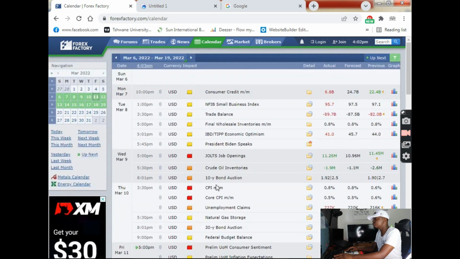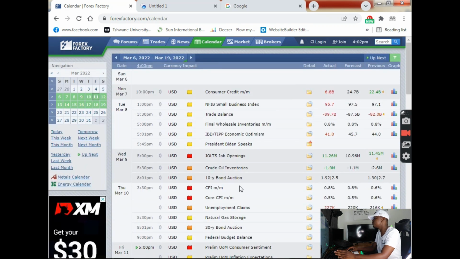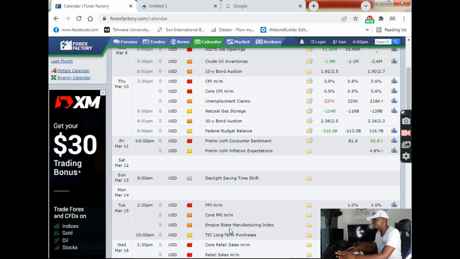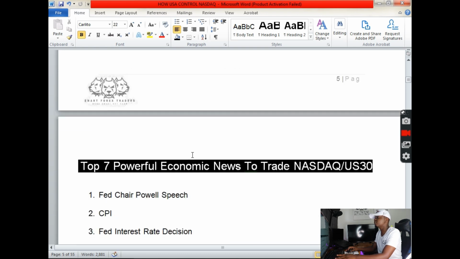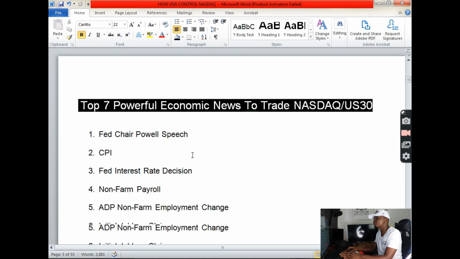Out of all this news, we are going to pick 7 powerful economic news you can use to trade indices. You can use them to trade NASDAQ and US30. As you can see, they also give you the day on which the news is going to be released, so you can just use Forex Factory to check the economic calendar. So now, how do we trade this economic news?